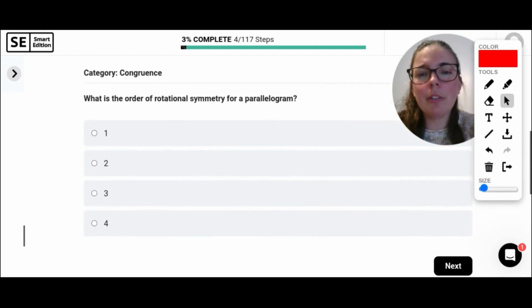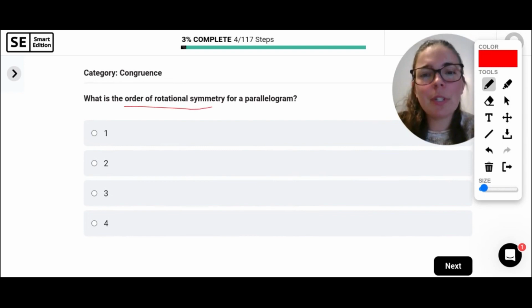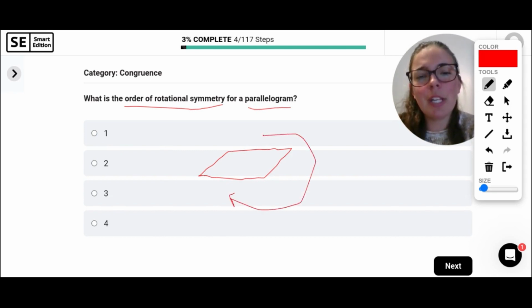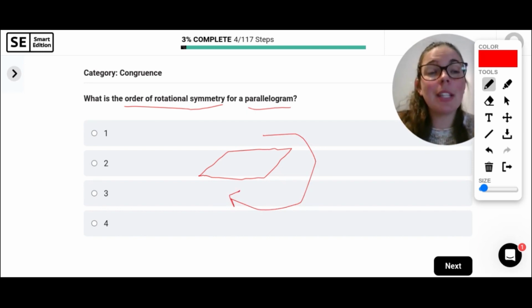What is the order of rotational symmetry for a parallelogram? So there's some important vocab here. Order of rotational symmetry, and we have to know what a parallelogram is. So if we remember from geometry, a parallelogram looks like this. And order of rotational symmetry basically means when I turn or rotate this shape, how many times does it land on itself when I go a full 360-degree circle?